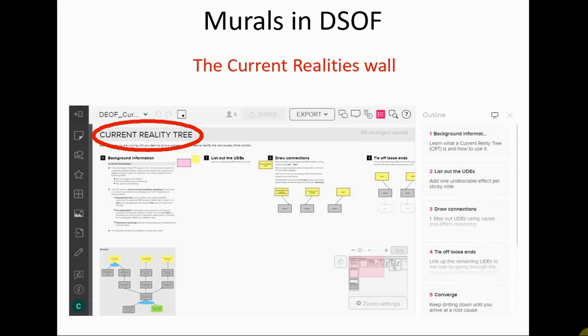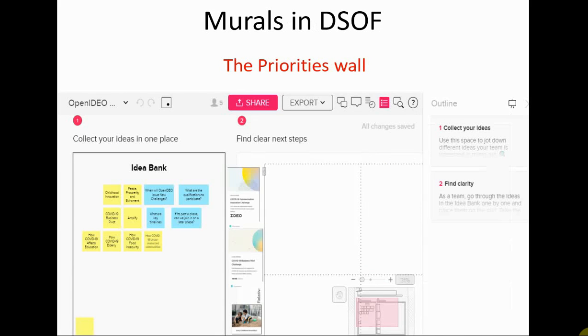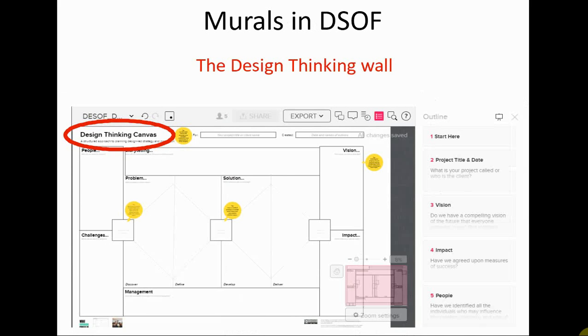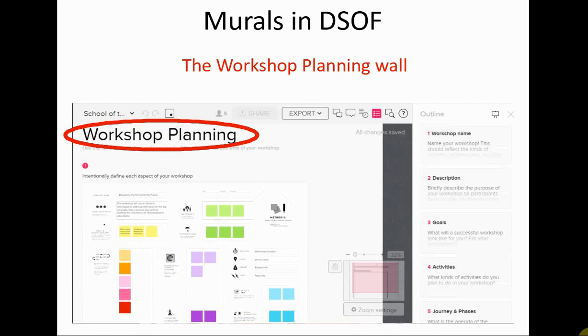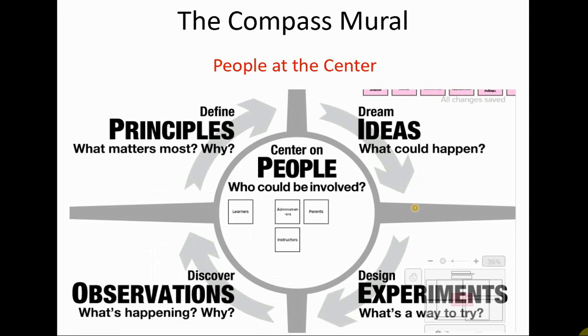So right now, there are about 5 or 6 walls or murals in Designing the School of the Future, including the current realities, the priorities, the design thinking, the workshop planning. And to go back to the original, the Compass Mural: people at the center, who could be involved, etc., principles, ideas, observations, experiments.